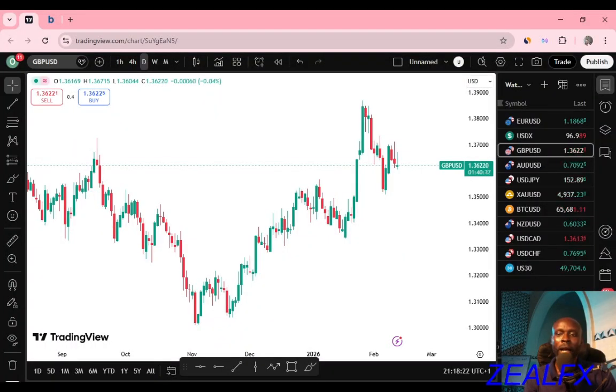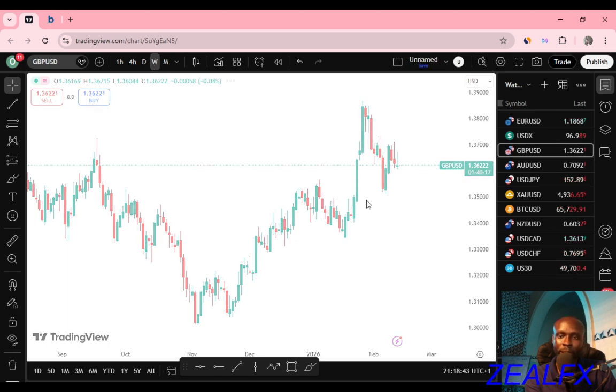Many traders are asking one question right now. Can I sell British pounds USD? Let's look at what the chart is actually saying. The British pounds USD, let's start our analysis from the weekly time frame.